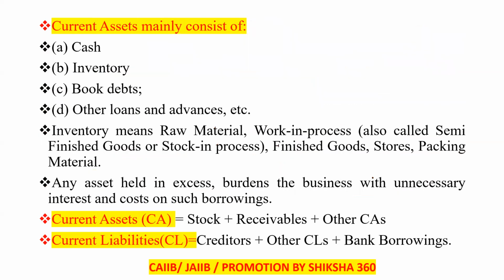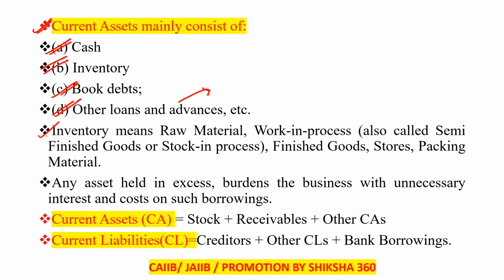Now let's discuss what current assets basically will include. Current assets will include cash, inventory, book debts, other loans and advances, clear? Other loans and advances which we have given to other persons.